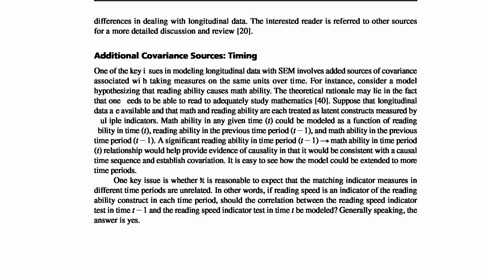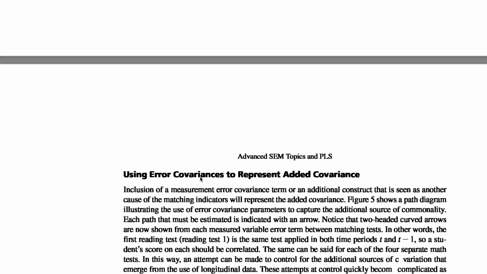One key issue is whether it is reasonable to expect that the matching indicator measures in the different time periods are unrelated. In other words, if reading speed is an indicator of the reading ability construct in each time period, should the correlation between the reading speed indicator at time t and the reading speed indicator at time t minus 1 be zero? Generally speaking, the answer is no.